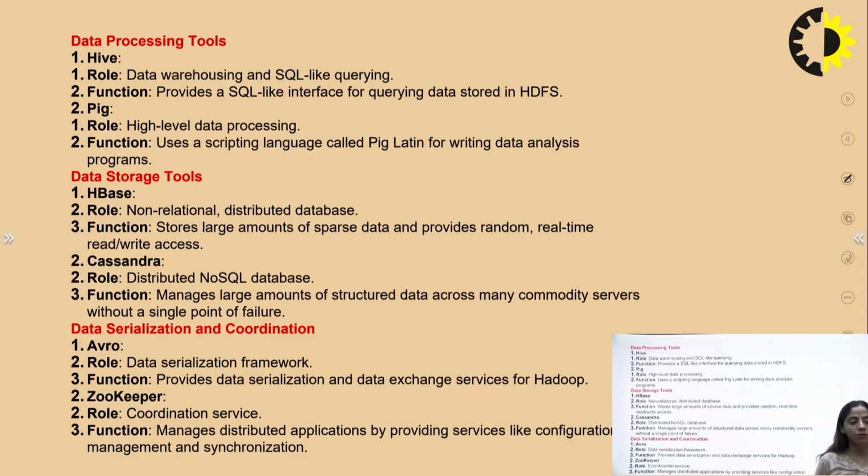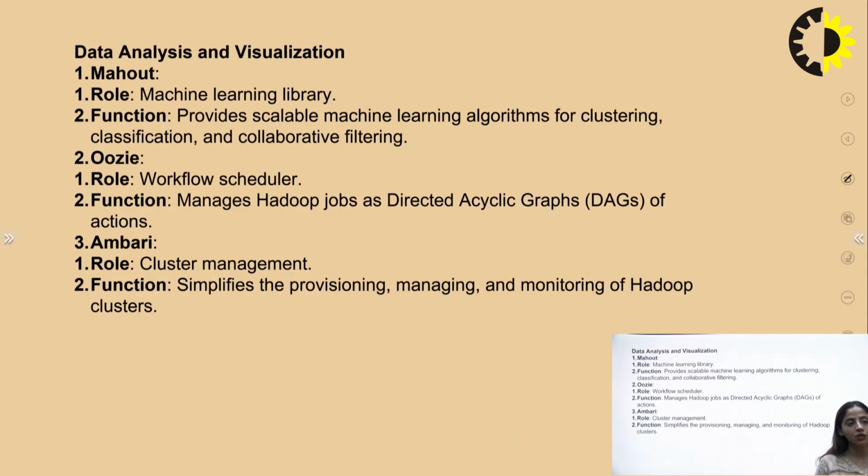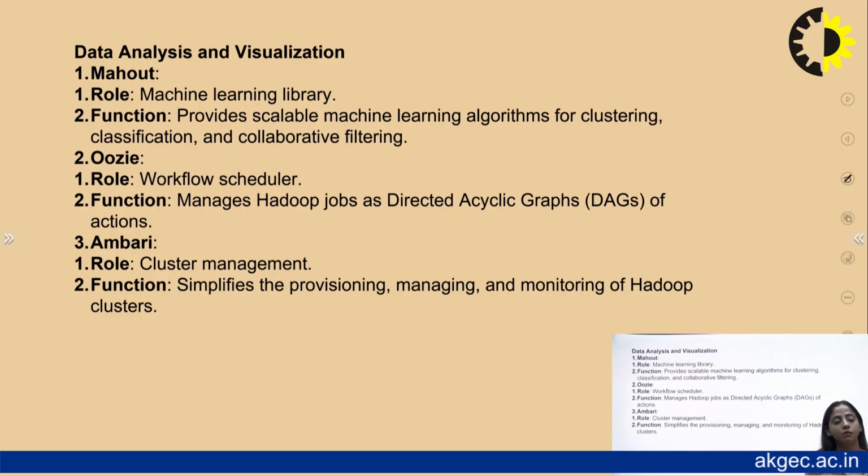Second is Zookeeper. The role of Zookeeper is that it provides coordination services. The function of Zookeeper is that it manages distributed applications by providing services like configuration. Now, these are the tools for data analysis and visualization. The first one is Mahout.